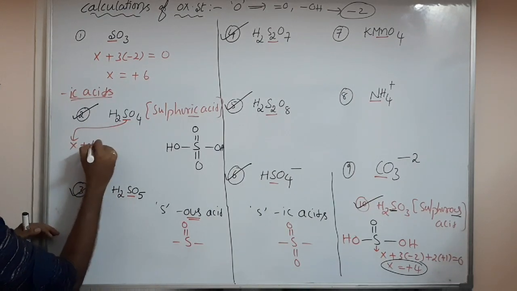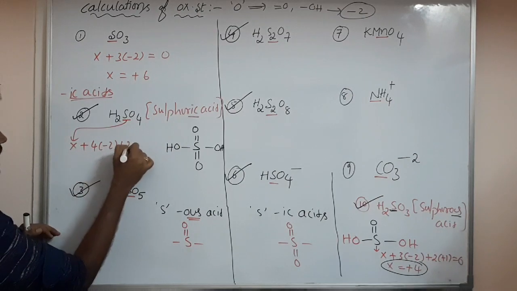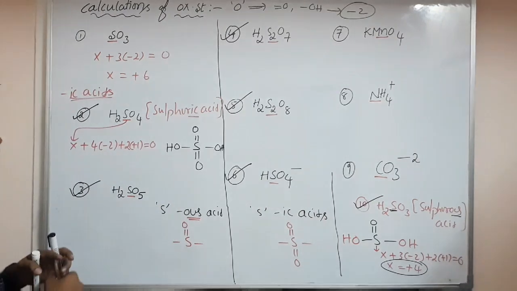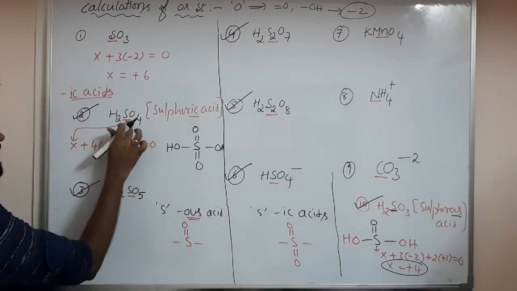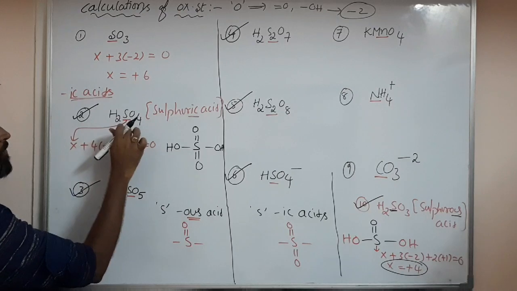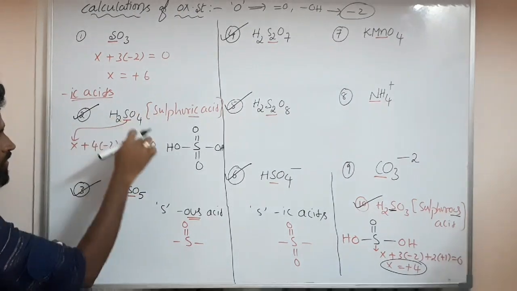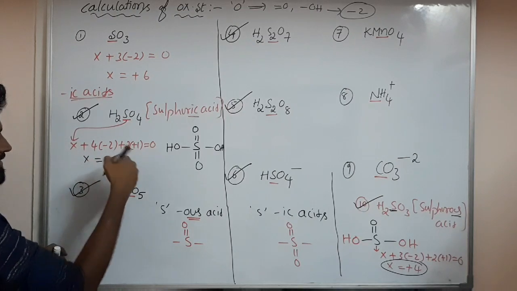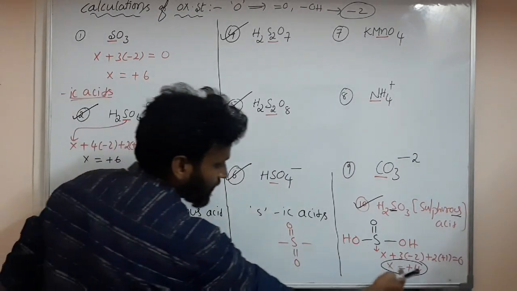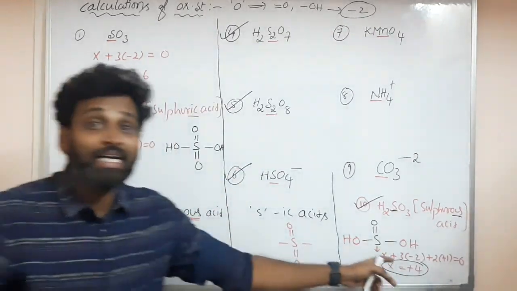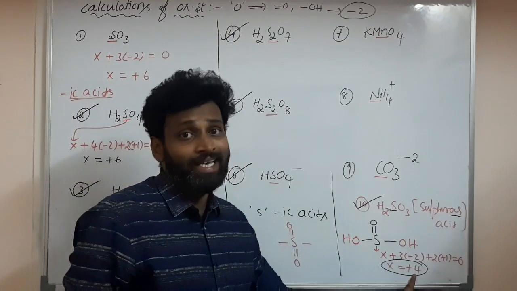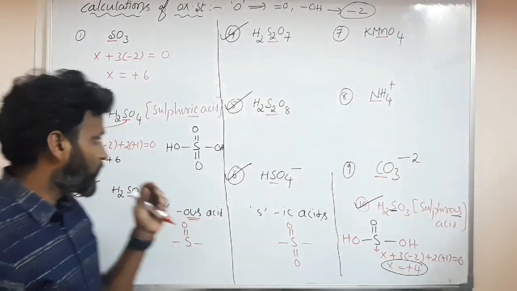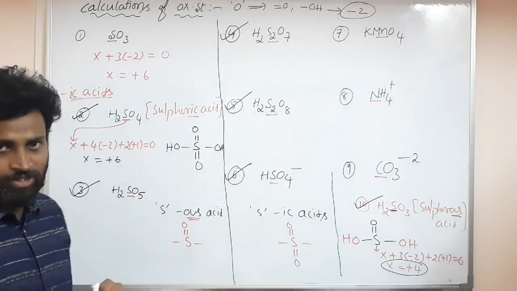X plus, there are 4 oxygens, 4 into -2, 2 hydrogens, 2 into +1 equal to 0 I have to take. Why equal to 0 I have to take? Because this is a neutral molecule, so no charge on this molecule, so equal to 0. Then X, what I'll get? +6. See, plus more oxidation state. Here less oxidation state. So in that way also you can say this is us acid and this is ic acid. From the oxidation state also you can say whether that is us acid or ic acid actually.